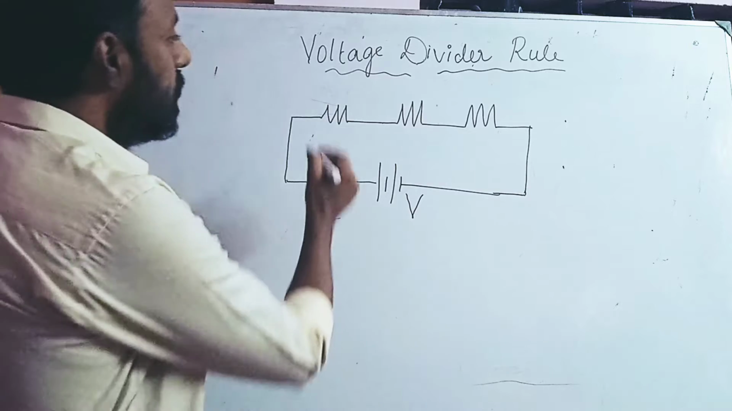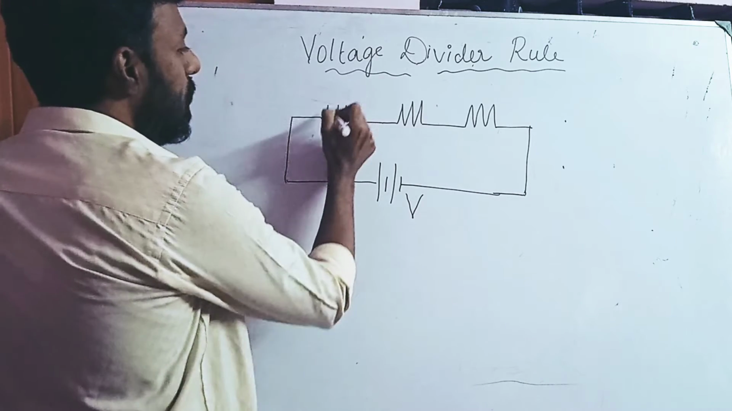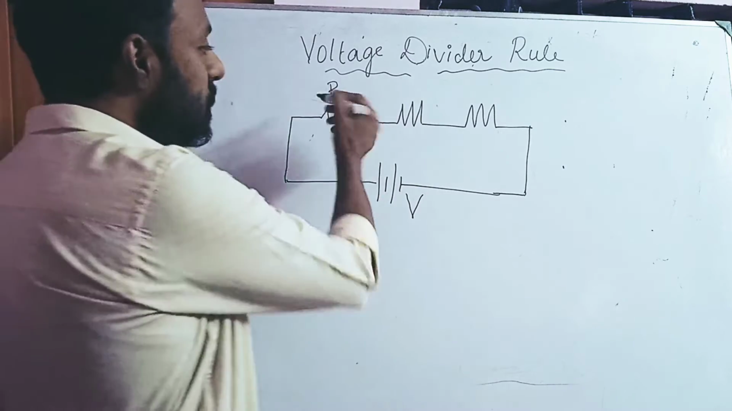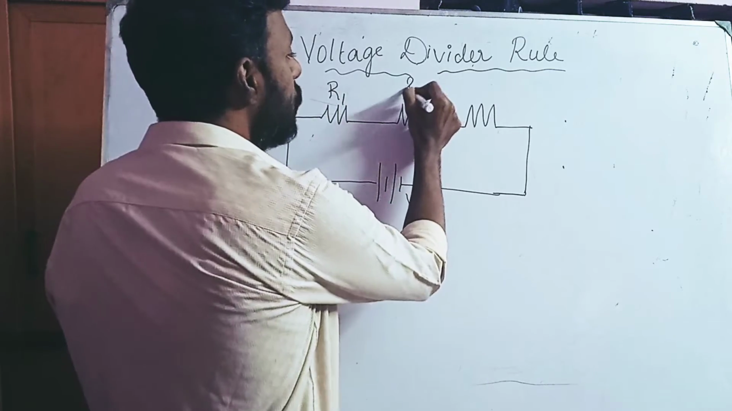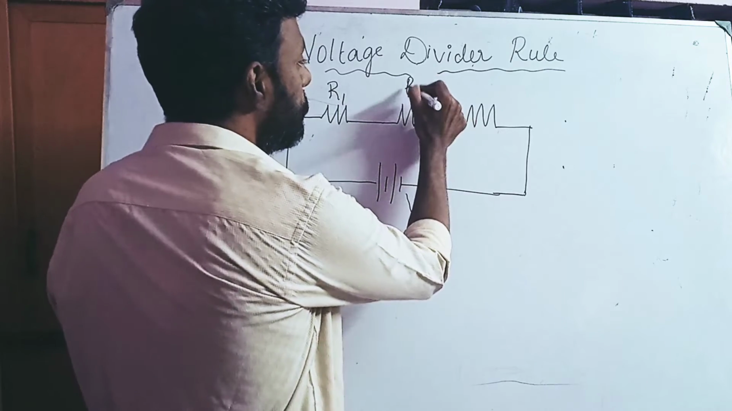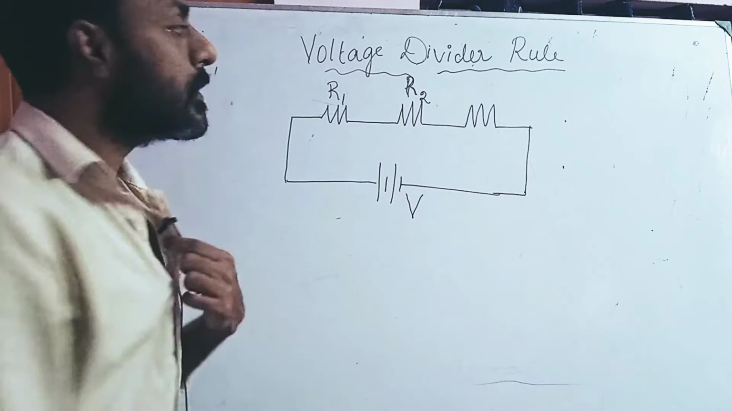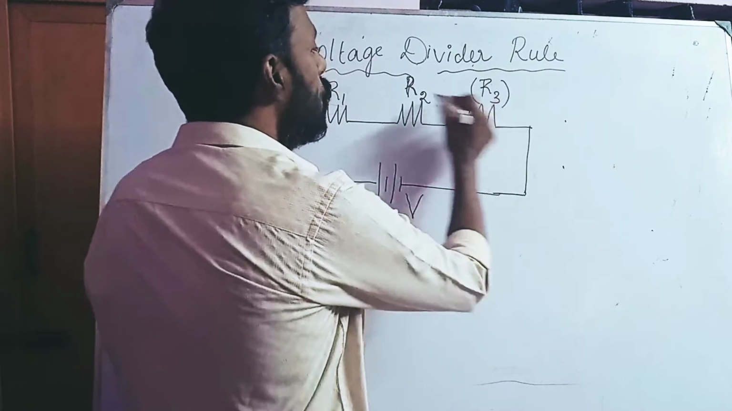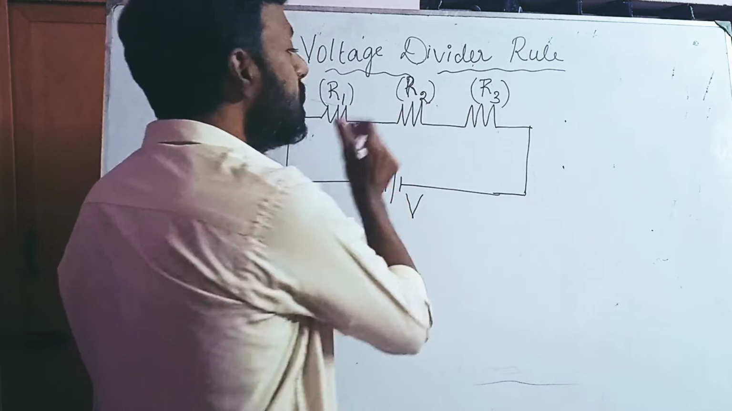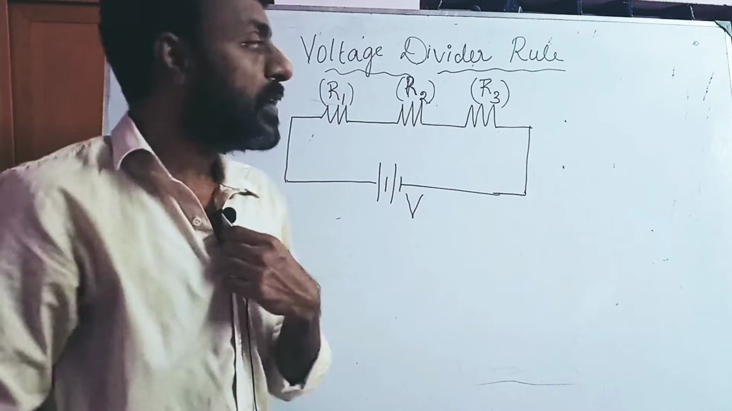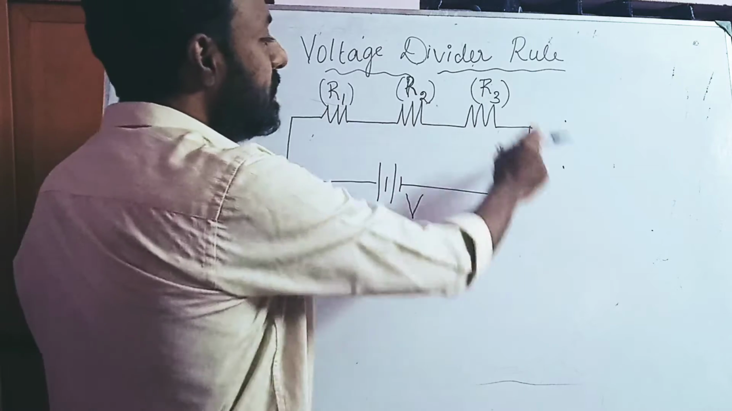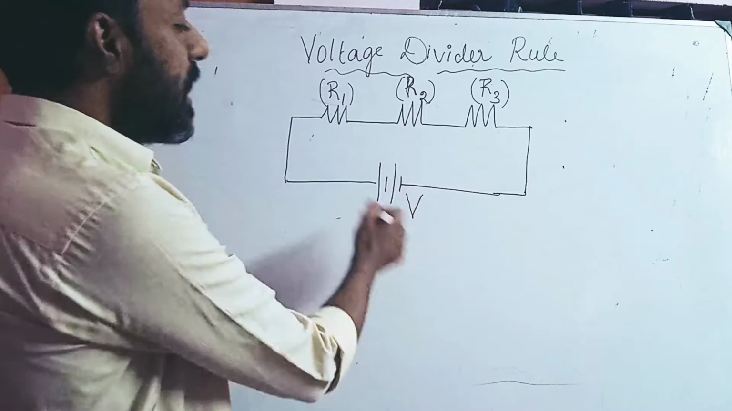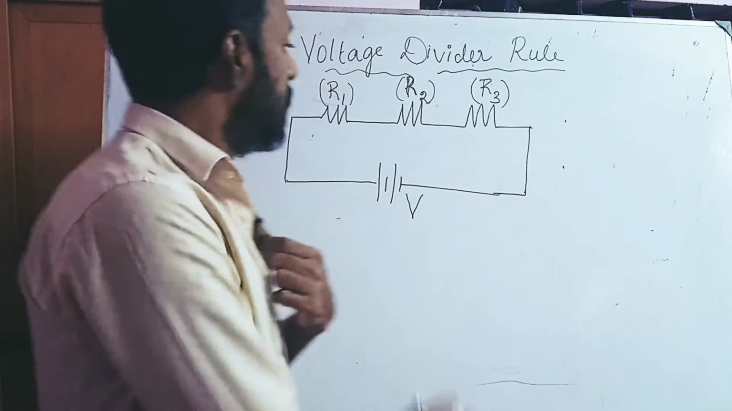Let us assume that R1 is the resistance in ohms, R2 be the value of the resistance for the second resistor, and R3 be the value of the resistance for the third resistor. So you have three different values for these three different resistors. All these resistors are connected in series with the supply voltage, and the magnitude of the supply voltage is V. So this is the setup.